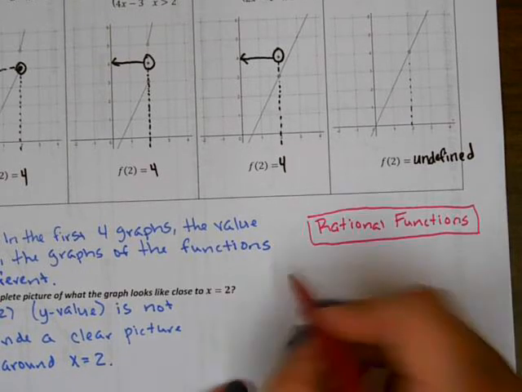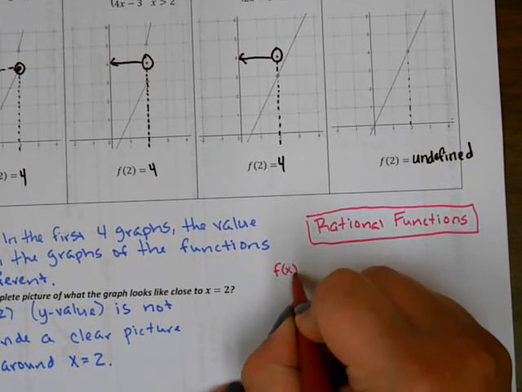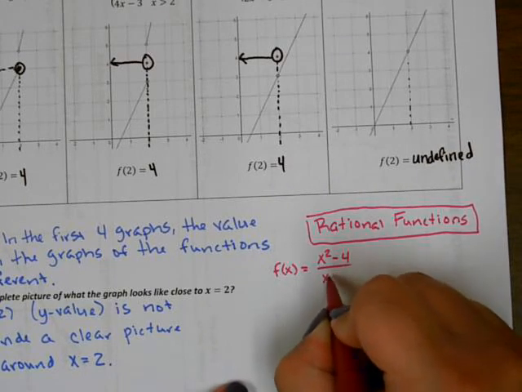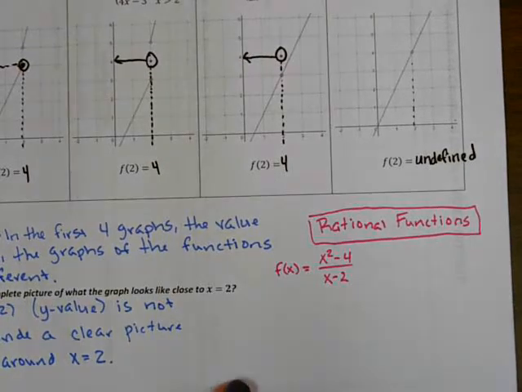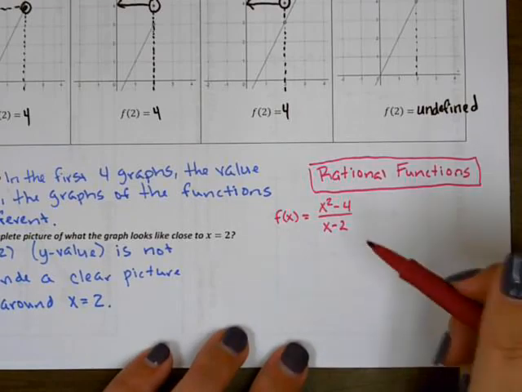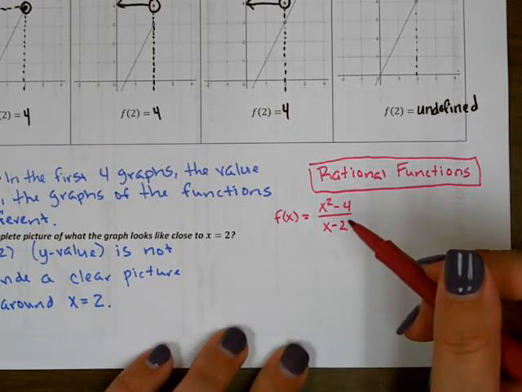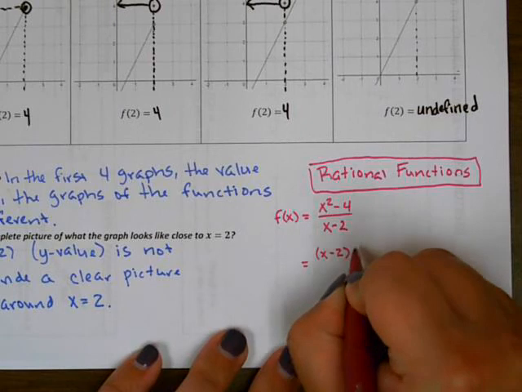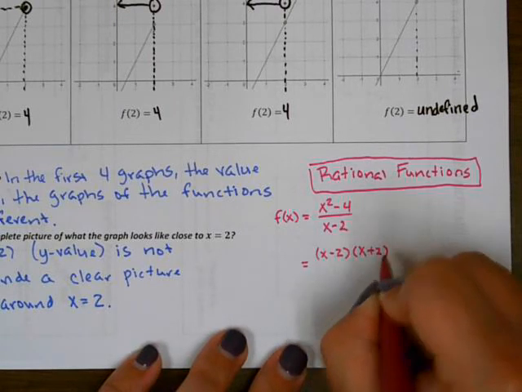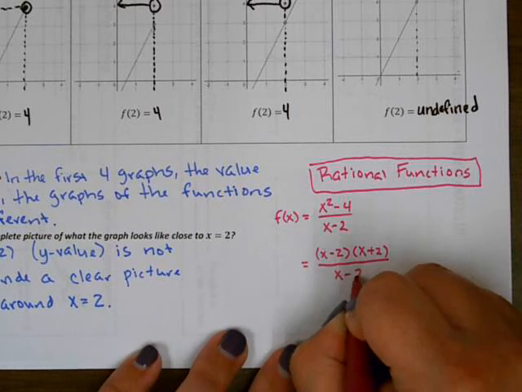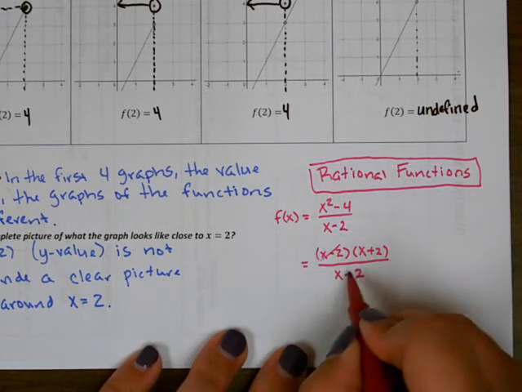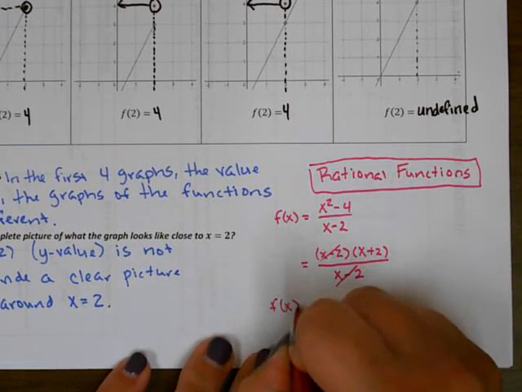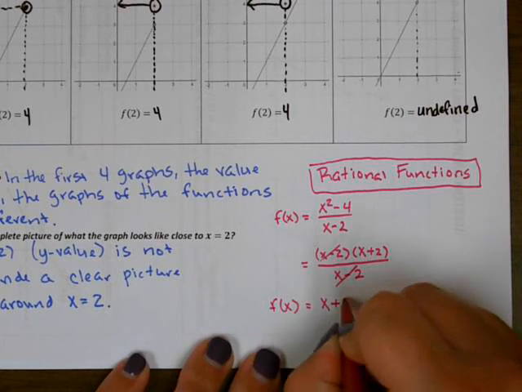So for example, let's look at the function f of x equals x squared minus 4 over x minus 2. Now hopefully when you guys look at that, you can see right away that the top of that function, the numerator, is a difference of squares, which means we can factor it as x minus 2, x plus 2. And then the denominator stays as x minus 2. And when we look, that means we can cancel these x minus 2's, and that's going to create a hole on our graph. So we get f of x equals x plus 2.